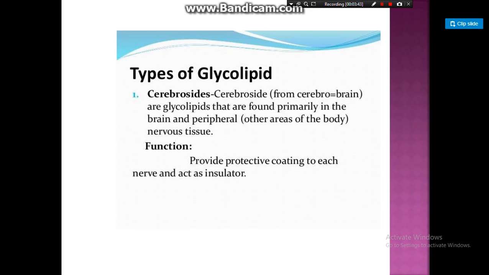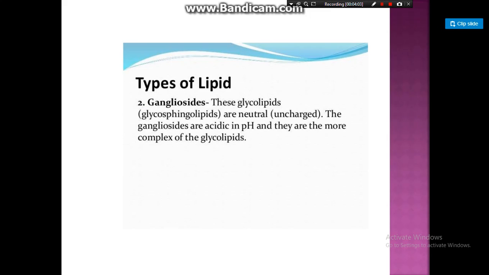Types of glycolipids. Cerebrosides are glycolipids found primarily in the brain and peripheral areas of the nervous tissues. Their functions are to provide a protective coating to each nerve and to act as an insulator. Gangliosides. These glycolipids are acidic in pH, and they are the most complex of the glycolipids.